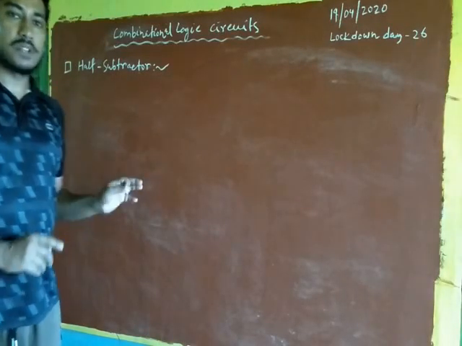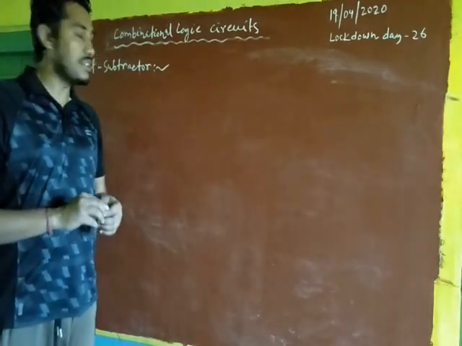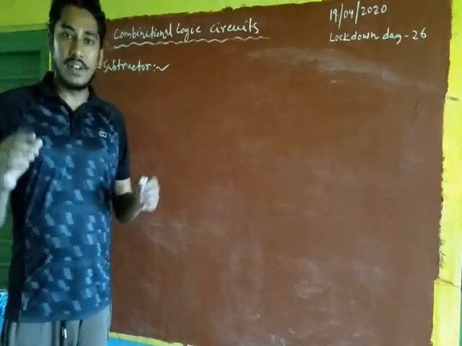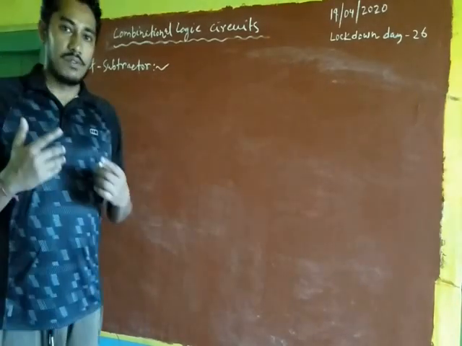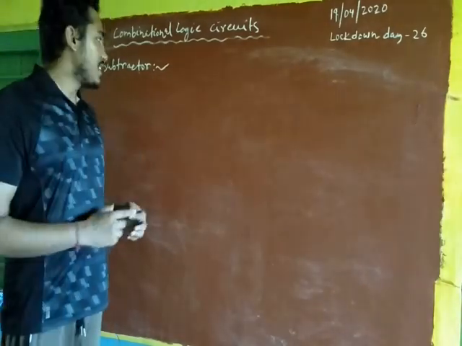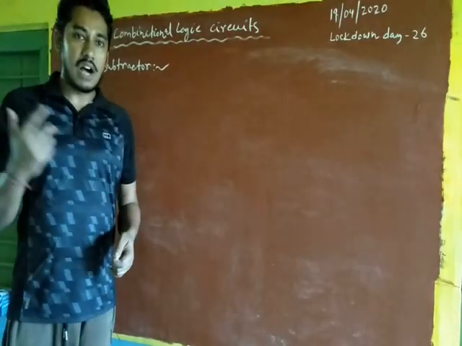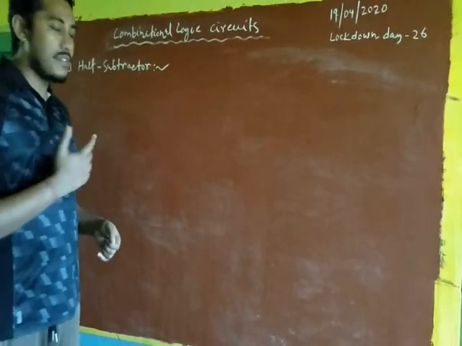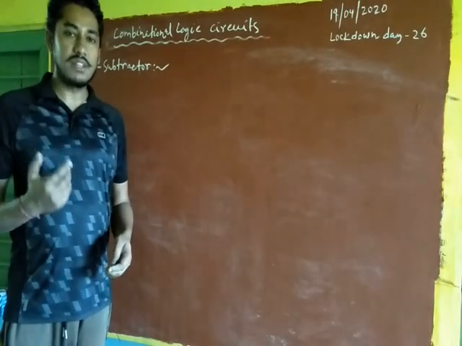Now we'll discuss half subtractor. Okay, half subtractor is the combinational circuit which is used to perform the arithmetic subtraction operation of the two binary digits. It has two inputs similar to the half adder, x and y. X is minuend and y is subtrahend.